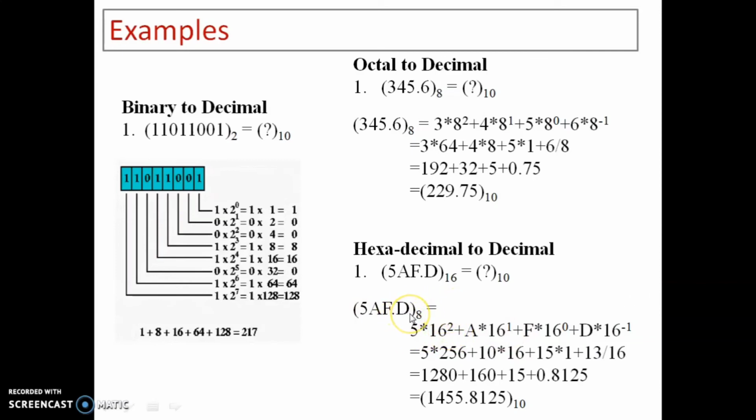The number after this decimal point is minus 1th place, so it is written as D into 16 to the power of minus 1. Perform the calculations. We got the decimal equivalent of the hexadecimal number, which is 1455.8125. This is how to convert other number systems to decimal.